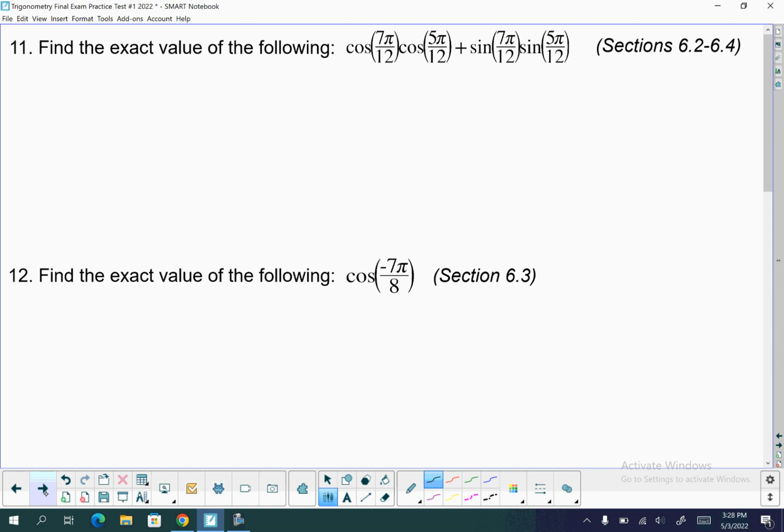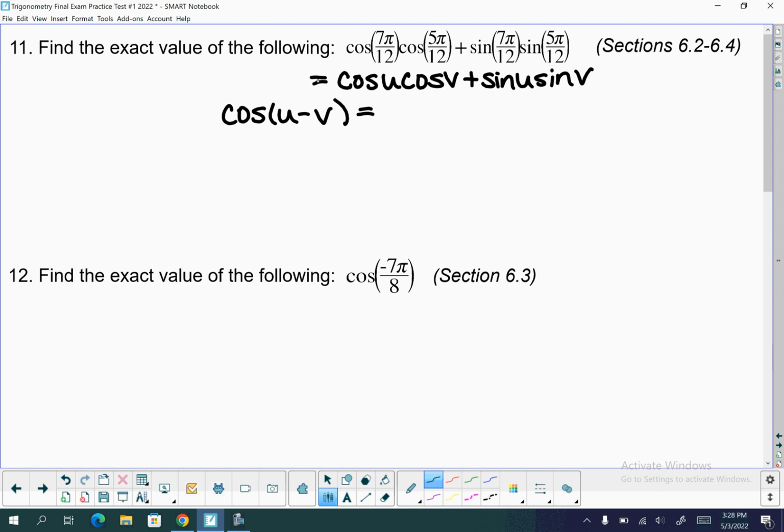Number 11, find the exact value of the following function. So this one could come from multiple sections, as you can see here, 6.2, 6.3, 6.4. The idea here is you want to recognize the identity that's being used. We've got 2 different angles here. Let's call 7 pi over 12 a u and 5 pi over 12 a v. Sine u, sine v. You can see that we get one of our trig identities.